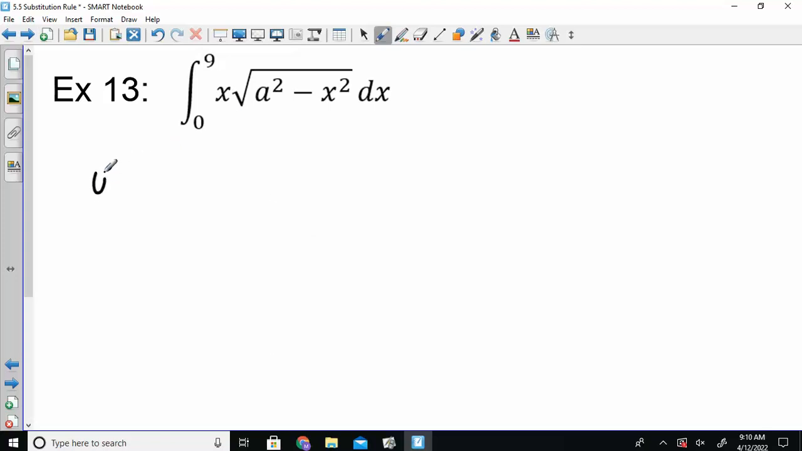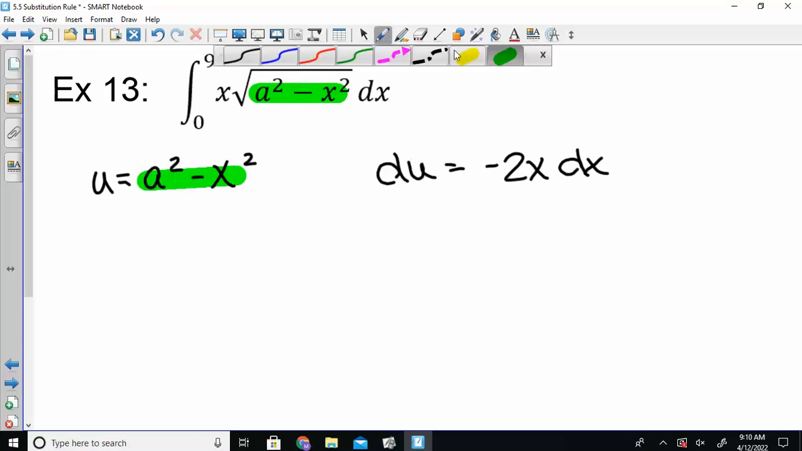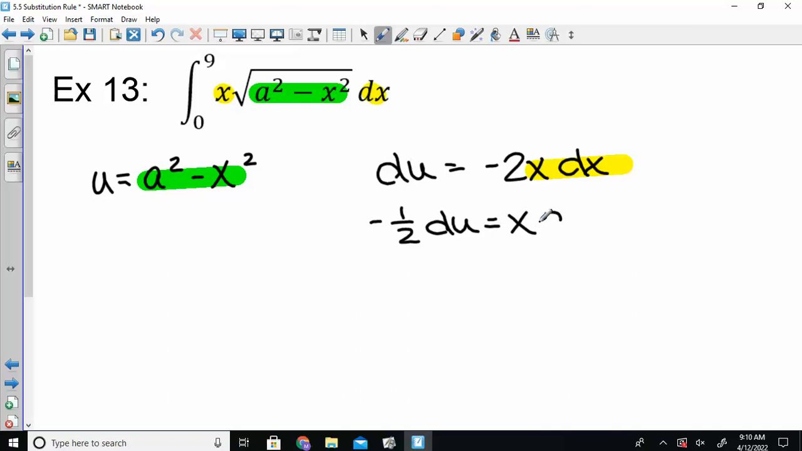What's my u? Since this is dx, x is the variable, so a just represents a constant. So the derivative of a constant is 0, so we just get negative 2x dx. If we look, we've got that covered. Then we need an x dx, so I don't want that negative 2, so divide it over. So we're going to integrate. We can go ahead and change our limits.